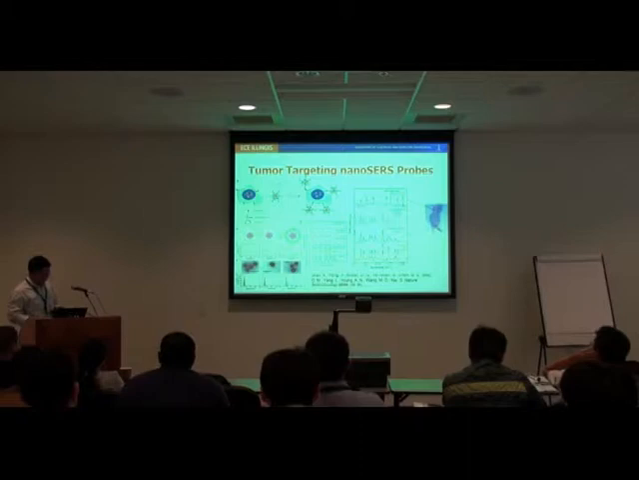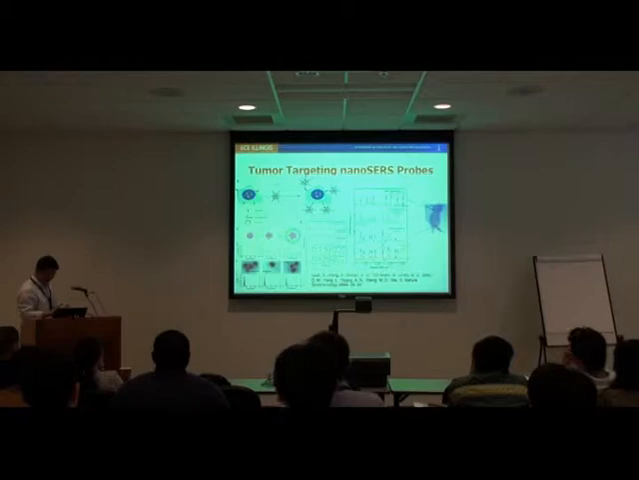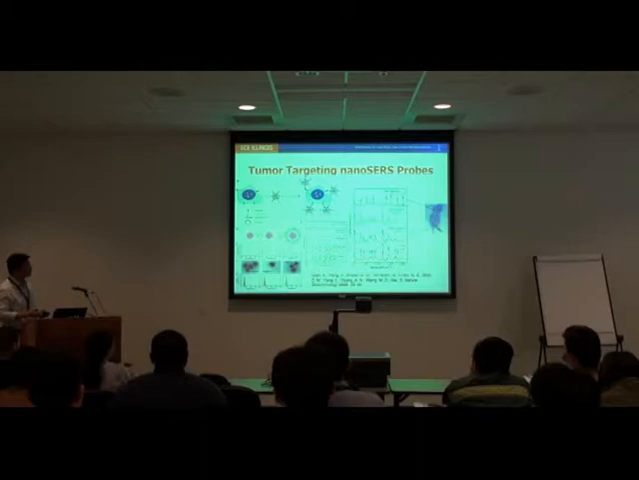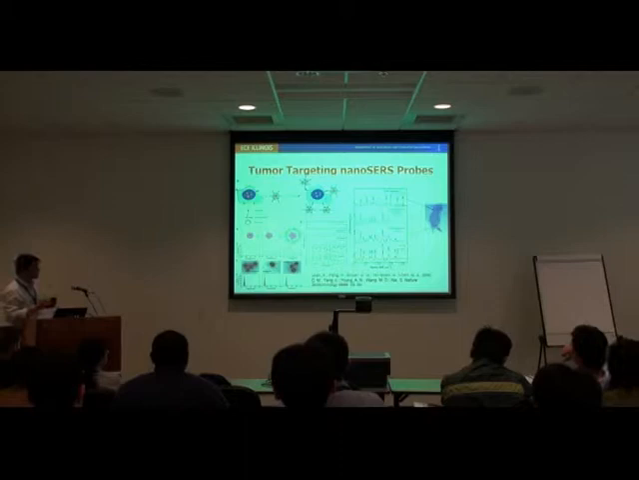This is one application. And the second application I want to show is done by a group at Georgia Tech, from Shuying's group. They've been using gold nanoparticles as a nano SERS substrate for a long time. And in recent years, they started using this substrate to target tumors in living animals.